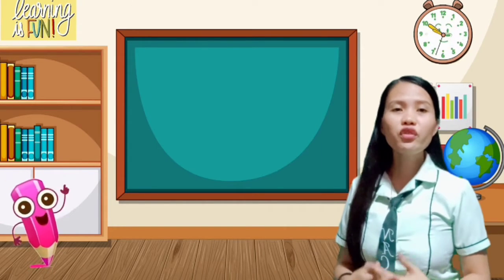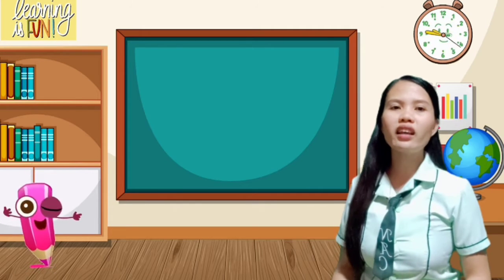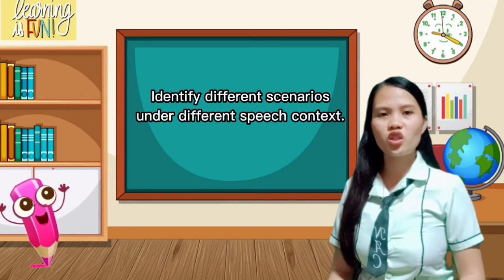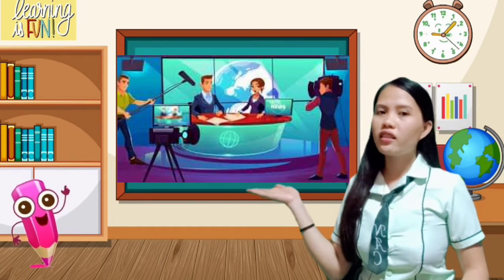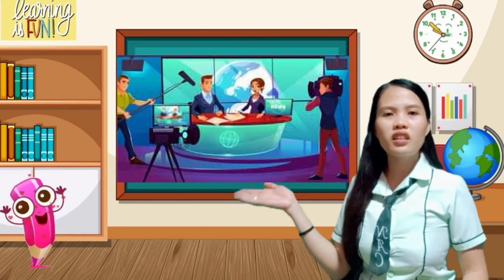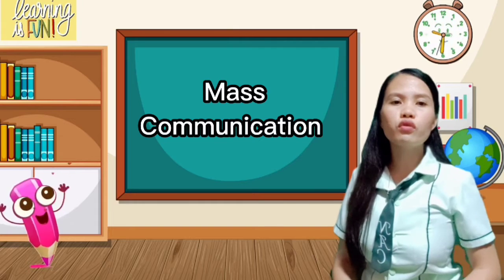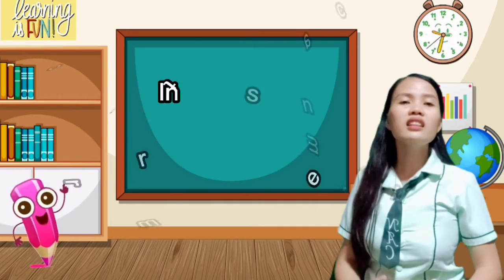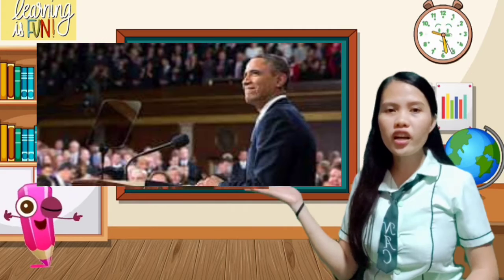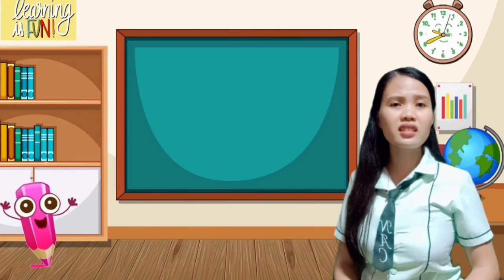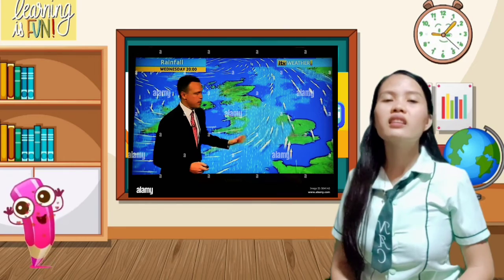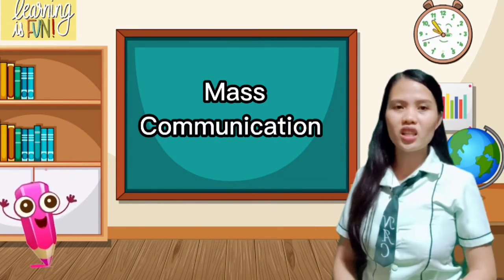Now that you have learned about the different types of speech context, it is time to take the short test to know how much you've learned about the lesson. You will have to identify different scenarios under different speech contexts. First, what can you say or identify this scenario? Yes, very good, the mass communication because it involves Facebook as the mass media technology. Second, how will you identify this scenario? Yes, very good. It is interpersonal communication. Third, how will you identify this scenario? It is a public communication. And lastly, how will you identify this scenario? Yes, very good. It is a mass communication.